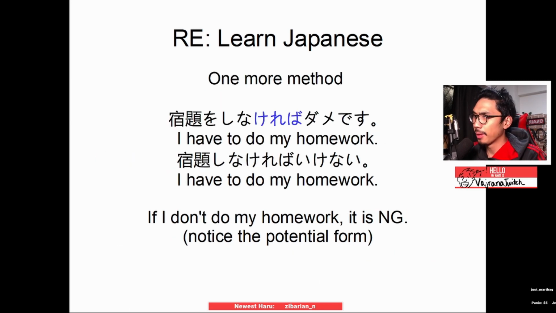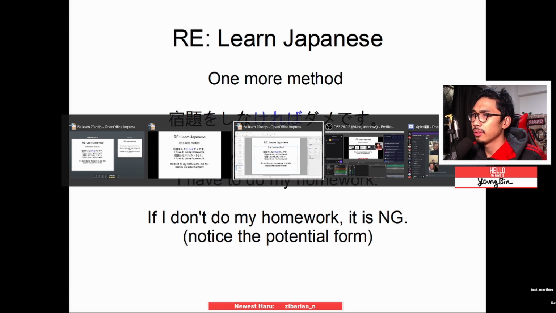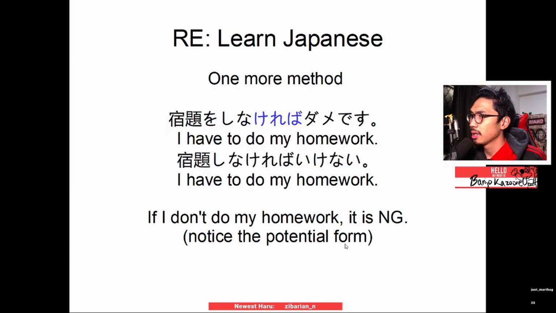Okay, so we have one more method here. This would be using kereba. So 宿題をしなければダメです. So basically, there's two different forms to this, right? We have 宿題しなければいけない or ダメです. It's the same kind of thing. So we have this potential form of しなければ. So putting the ば turns it into a potential form, doing or not doing. And if you don't do it, because we're putting しない, if you don't do this, it is not good. So we can see that there's patterns here.